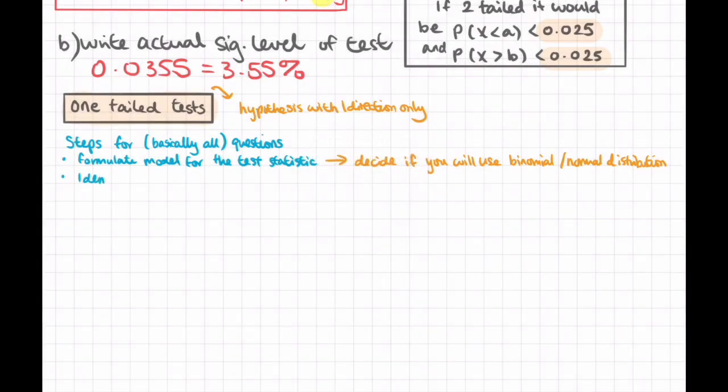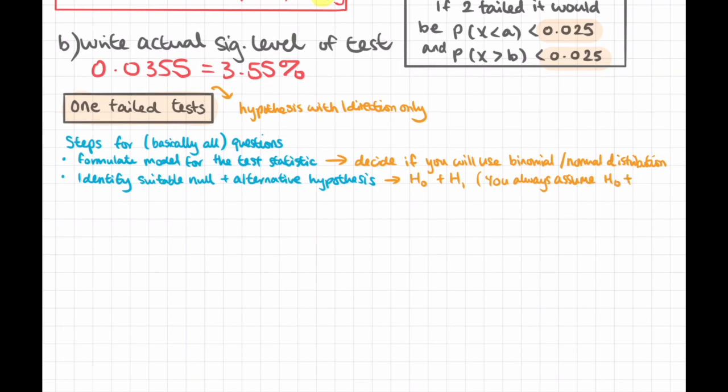And then you have to identify suitable null and alternative hypothesis. And what basically this means is from the last video, we knew that basically it's H0 and H1. And H0, remember that you always assume H0 is true, I mean, at the beginning, or at the start.